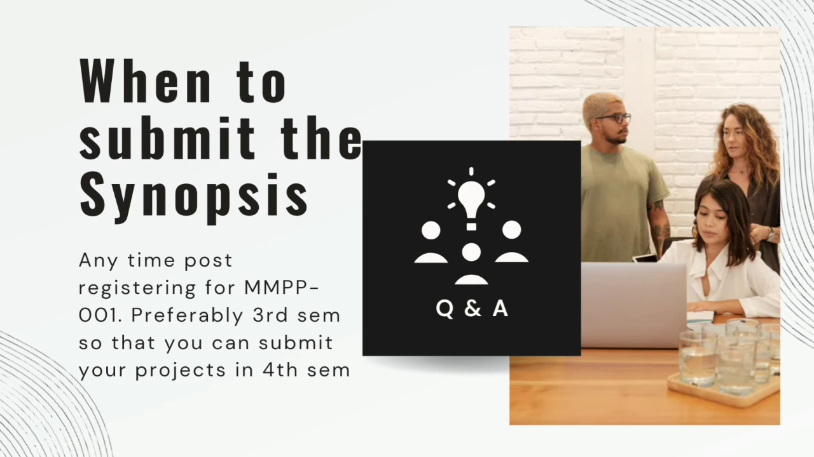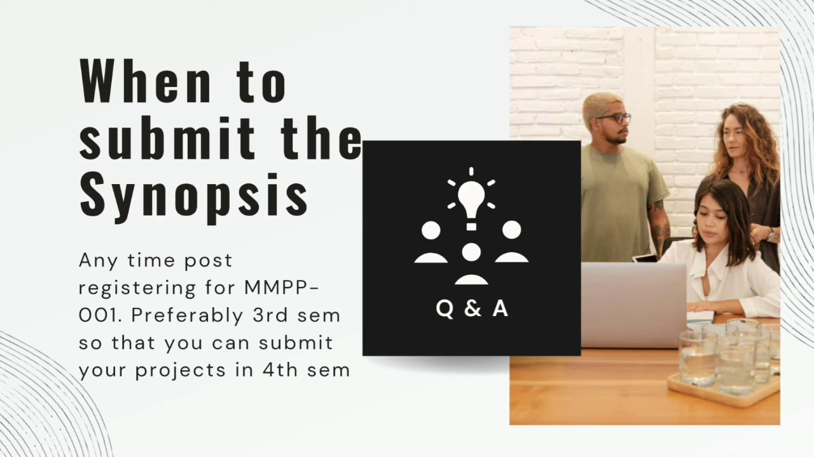Now, when is the ideal time to submit the synopsis? I would say this comes up in your third semester when you register for MMPP 1. Then and there you start preparing the synopsis, finding the guide, selecting the topics, and preparing the synopsis. By the time your third semester is over, make sure that you at least send out the first draft of the synopsis for approval.